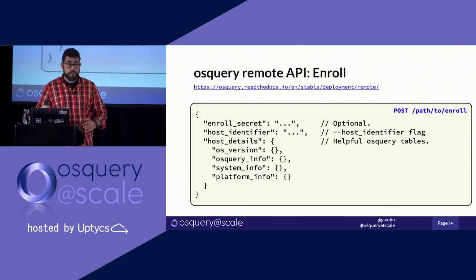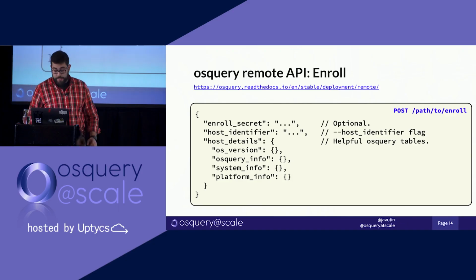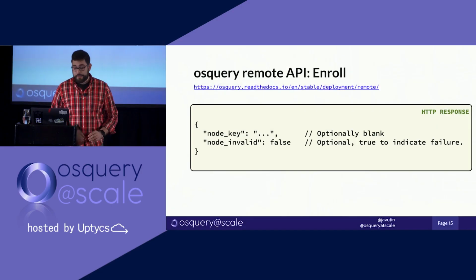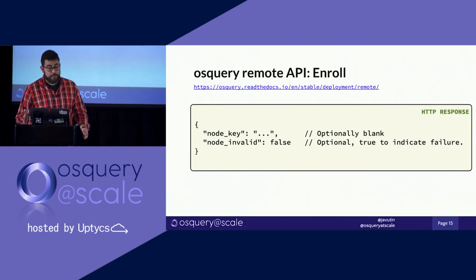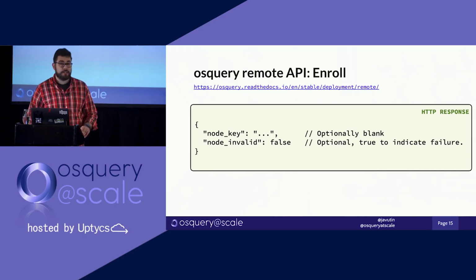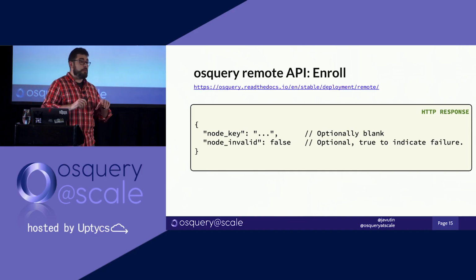So for enrolling, the only thing you have to do is implement a POST handler that receives a request. This is the body of the request. It's in all the documentation. And the response from the server will have to be a 200 HTTP with the node key that will identify that host. It is optional, but it's a good practice. Then osquery will be able to cache that and use it in subsequent queries.